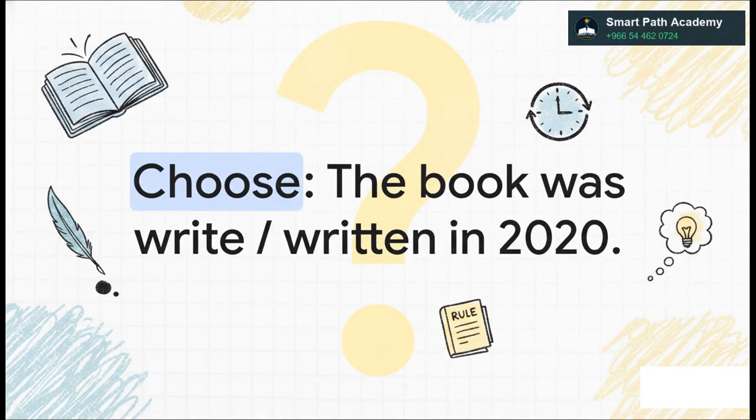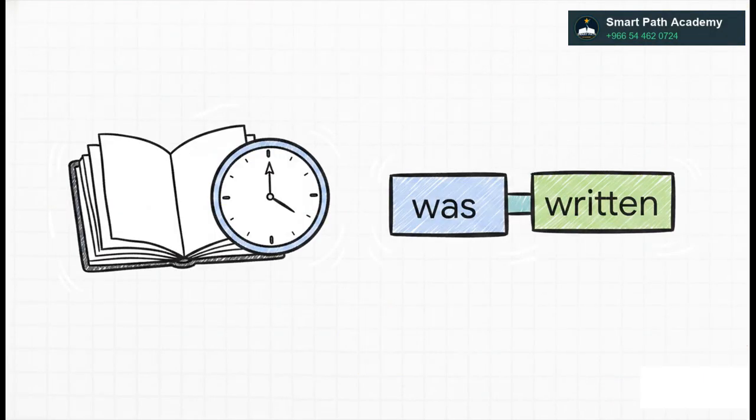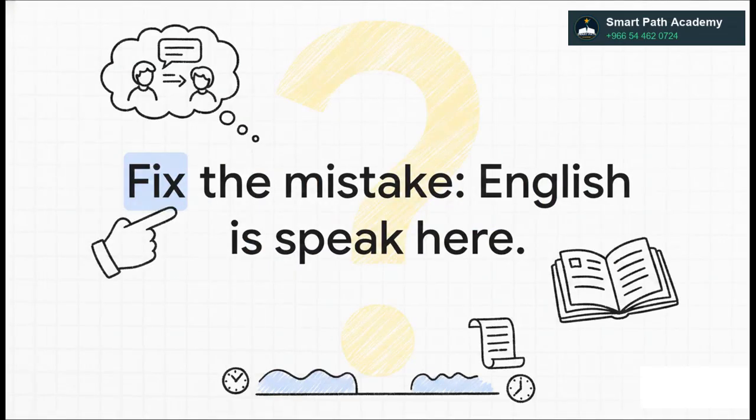Moving right along to question 2. Choose the correct word to complete this sentence. The book was write in 2020, or the book was written in 2020. Think carefully about our core rule. I'll give you a moment. Okay, let's reveal the correct choice. It is, the book was written in 2020. You can clearly see was in blue and written in green. Remember, we absolutely must use the green past participle written, never the base verb write, whenever we are forming the passive voice.